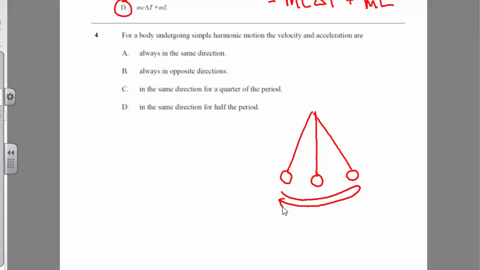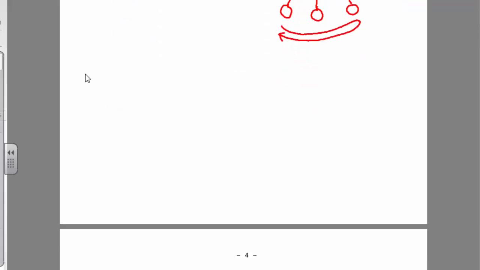So it's two quarters of the cycle that it's going to be in the same direction. So it's not a quarter of the period, it is half the period. 2 quarters is half. Okay, next question.